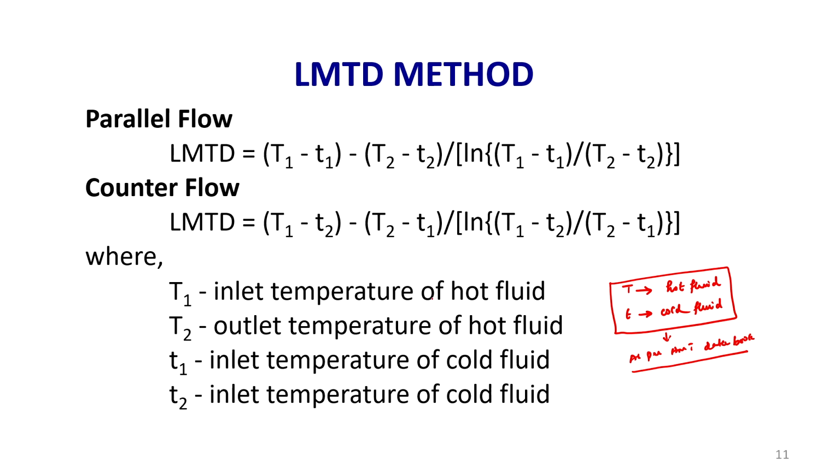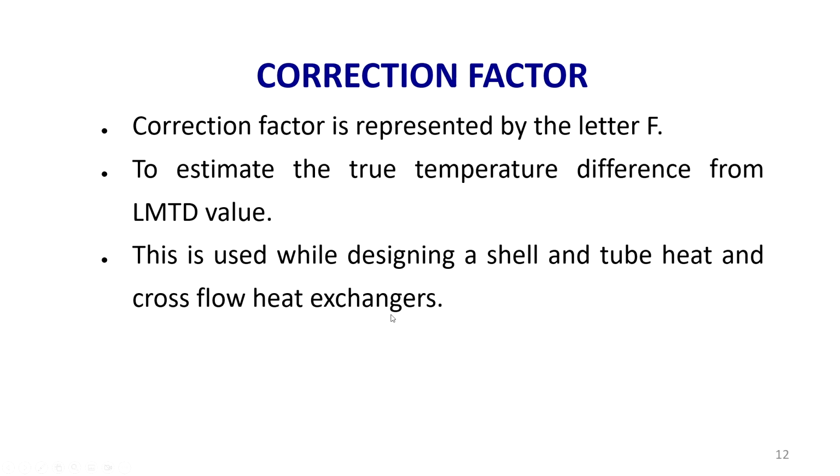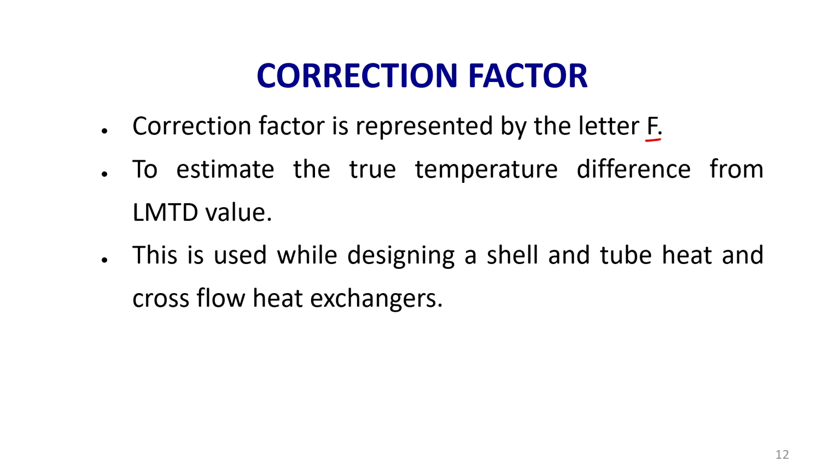Capital T1 is the inlet temperature of the hot fluid, capital T2 is the outlet temperature of the hot fluid, small t1 is the inlet temperature of the cold fluid, and there is one more, this one. There is a factor called the correction factor, which is introduced when we design the heat exchanger in reality. It is represented by the letter F. F also represents view factor or shape factor in radiation heat transfer, but in a heat exchanger F refers to the correction factor. This is introduced to estimate the true temperature difference from LMTD.